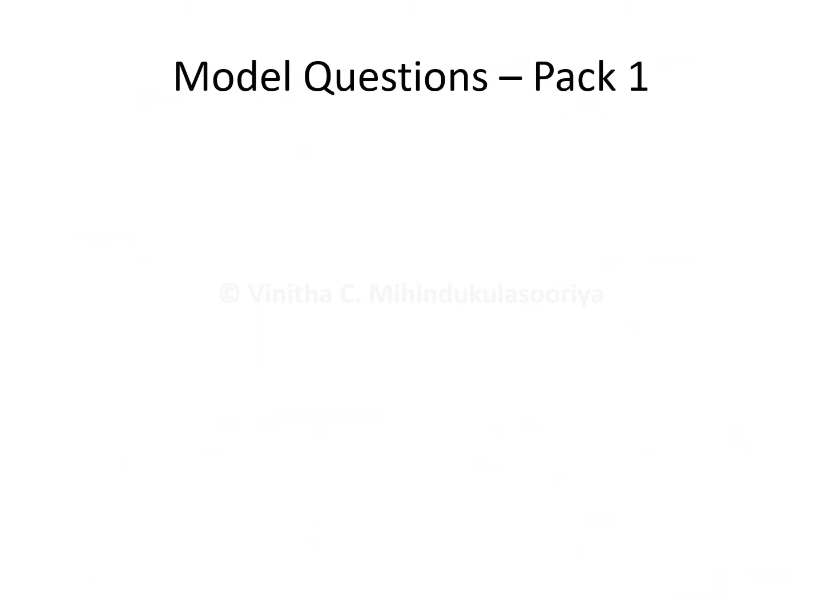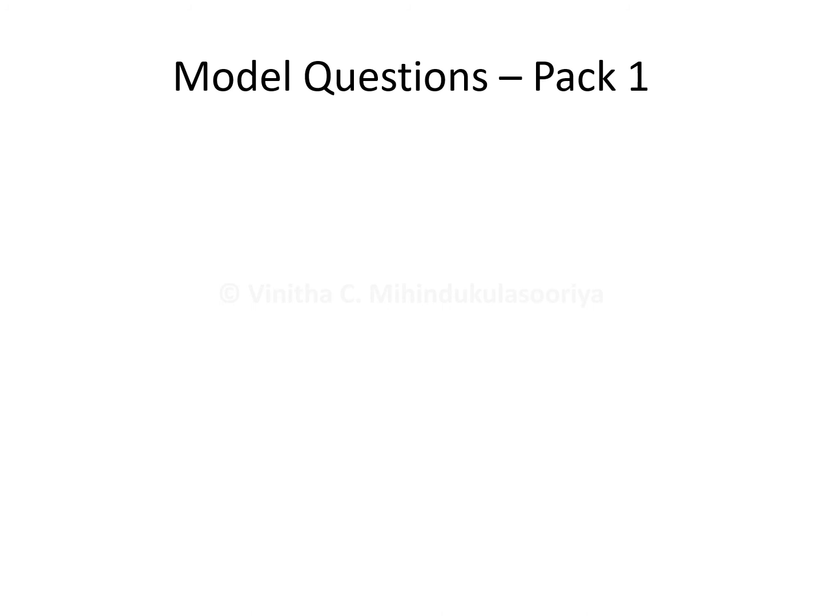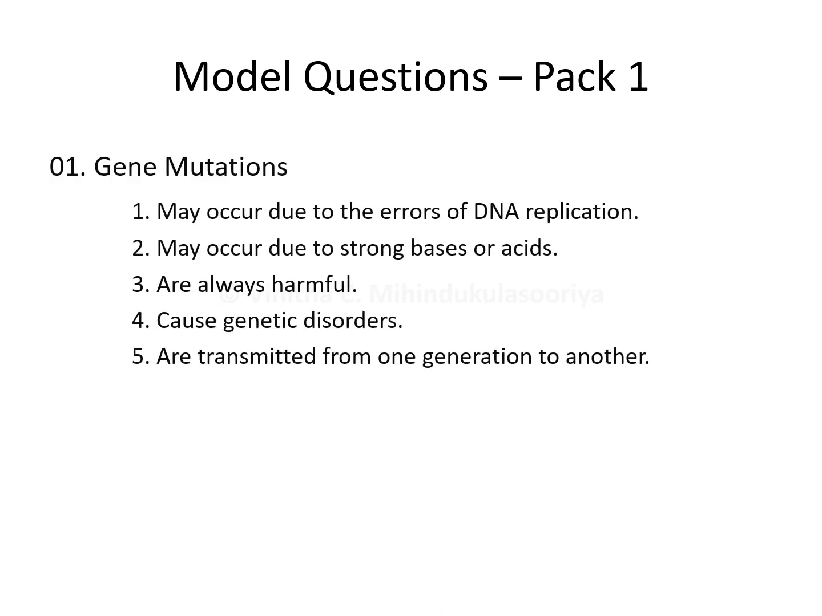Model questions. Question number 1. Gene mutations: 1. May occur due to the errors of DNA replication. 2. May occur due to strong bases or acids. 3. Are always harmful. 4. Cause genetic disorders. 5. Are transmitted from one generation to another.